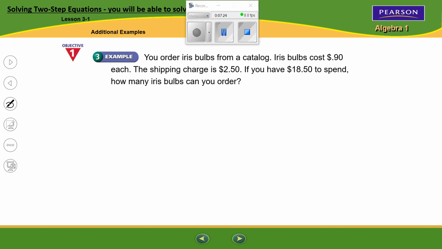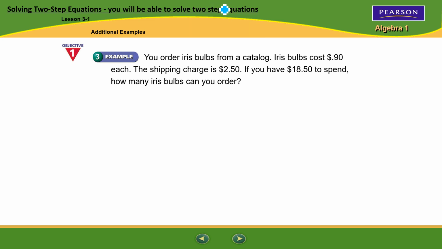Okay, again, another word problem. Oh, I forgot to minimize this thing. Now my menu is going. I'm learning, y'all. We're all learning.